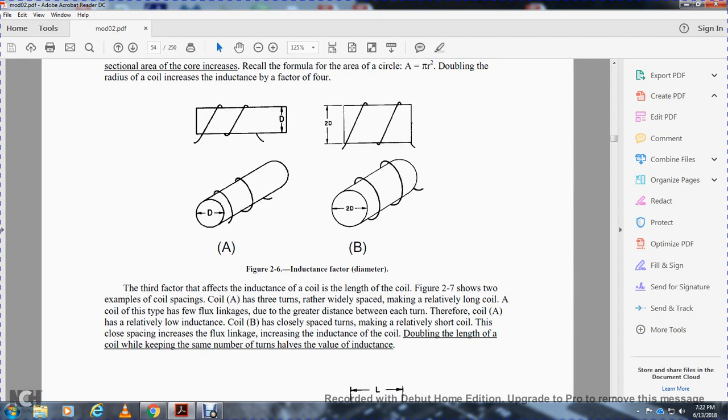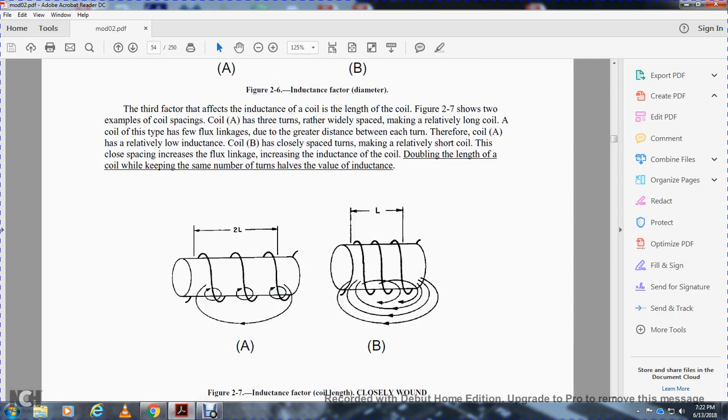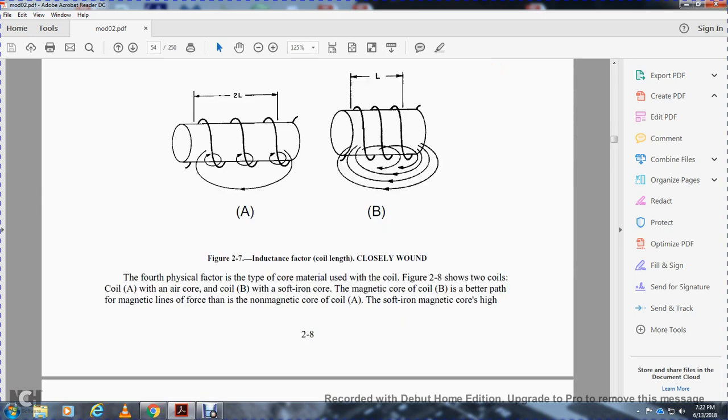Coil B has closely spaced turns, making a relatively short coil. This close spacing increases the flux linkage and increases the inductance of the coil. Doubling the length of the coil while keeping the same number of turns halves the value of the inductance. So, doubling the length halves the inductance of a closely wound coil.